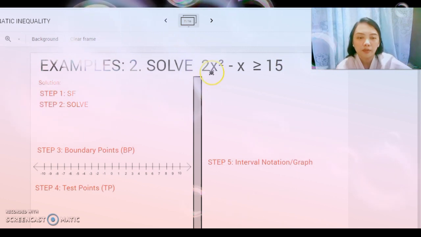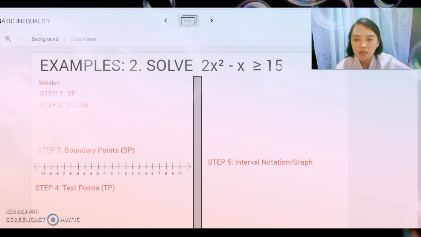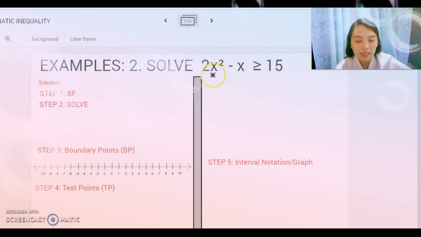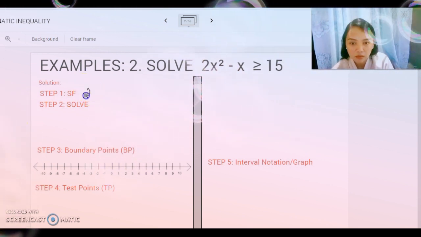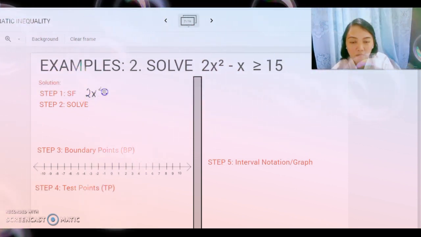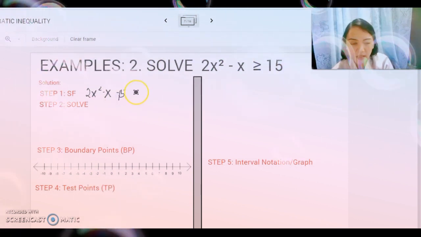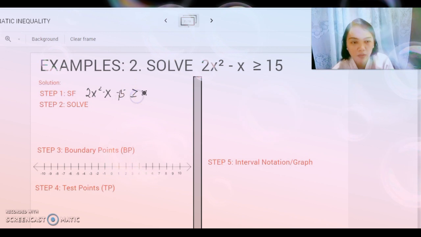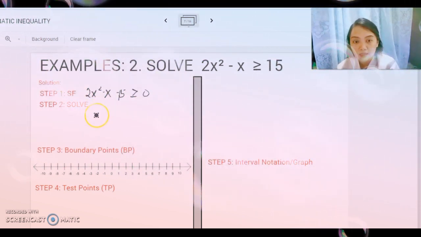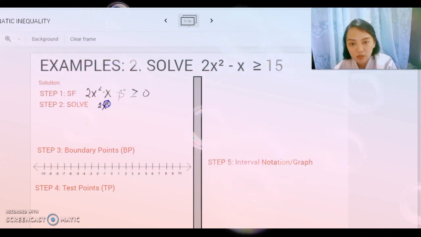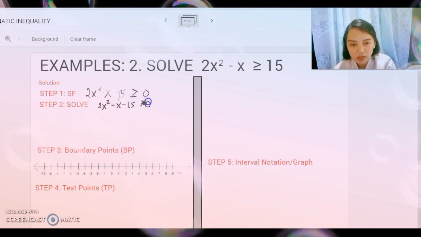Example number 2. Solve 2x squared minus x is greater than or equal to 8. So, first step is write this in standard form. So, the standard form for this is 2x squared minus x. Yung minus 15, lipat lang natin. So, this will become minus negative 15 is greater than or equal to 0. So, solve this or rewrite this as quadratic equation. So, we have 2x squared minus x minus 15 is equal to 0.